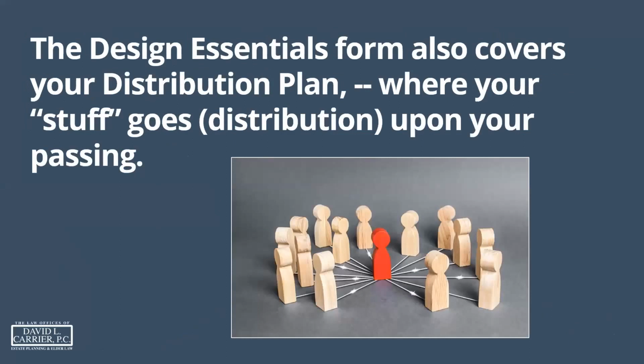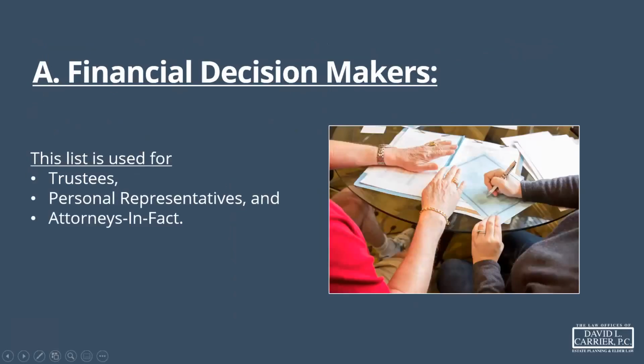Let me go first on to the financial decision makers. This slide right here: trustees in your trust. The trustee makes your financial decisions inside of a trust. When you nominate someone to make financial decisions in the will, they're called a personal representative. And in the financial power of attorney document, they're called attorneys in fact.